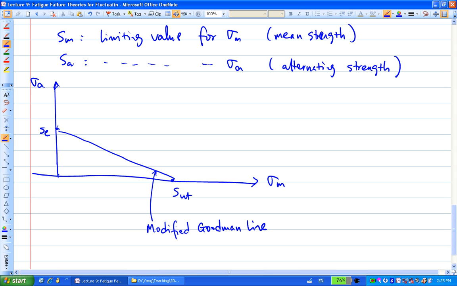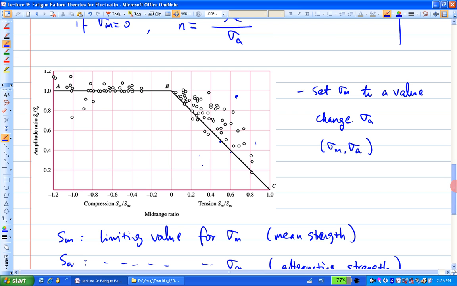So remember what this line represents here. This line represents the boundary separating infinite life from finite life. Anywhere below this line, guess what kind of life it has? Infinite. Anywhere beyond the line, you have finite life. So it's like those bunch of data here, right? Anywhere here it's good, and there it's finite life.